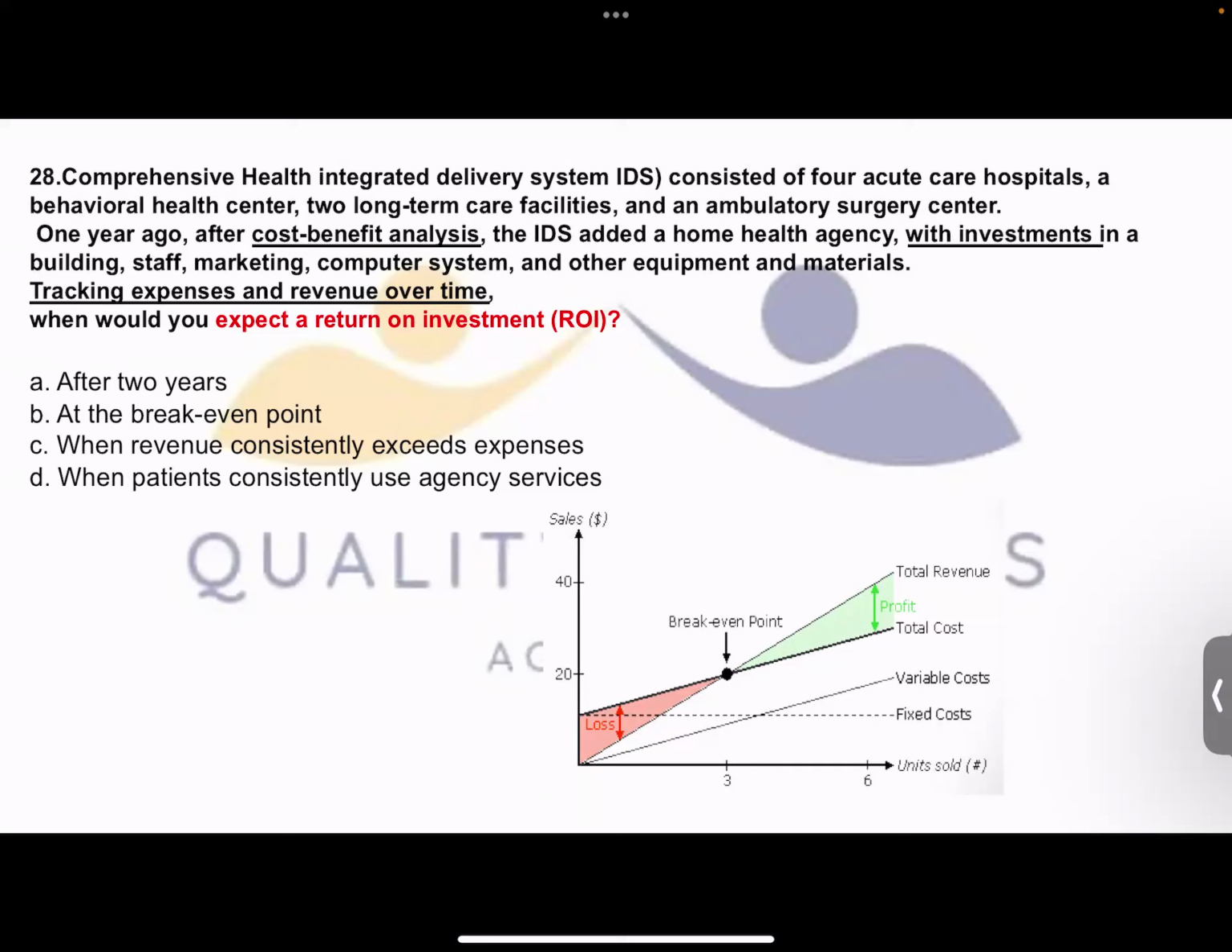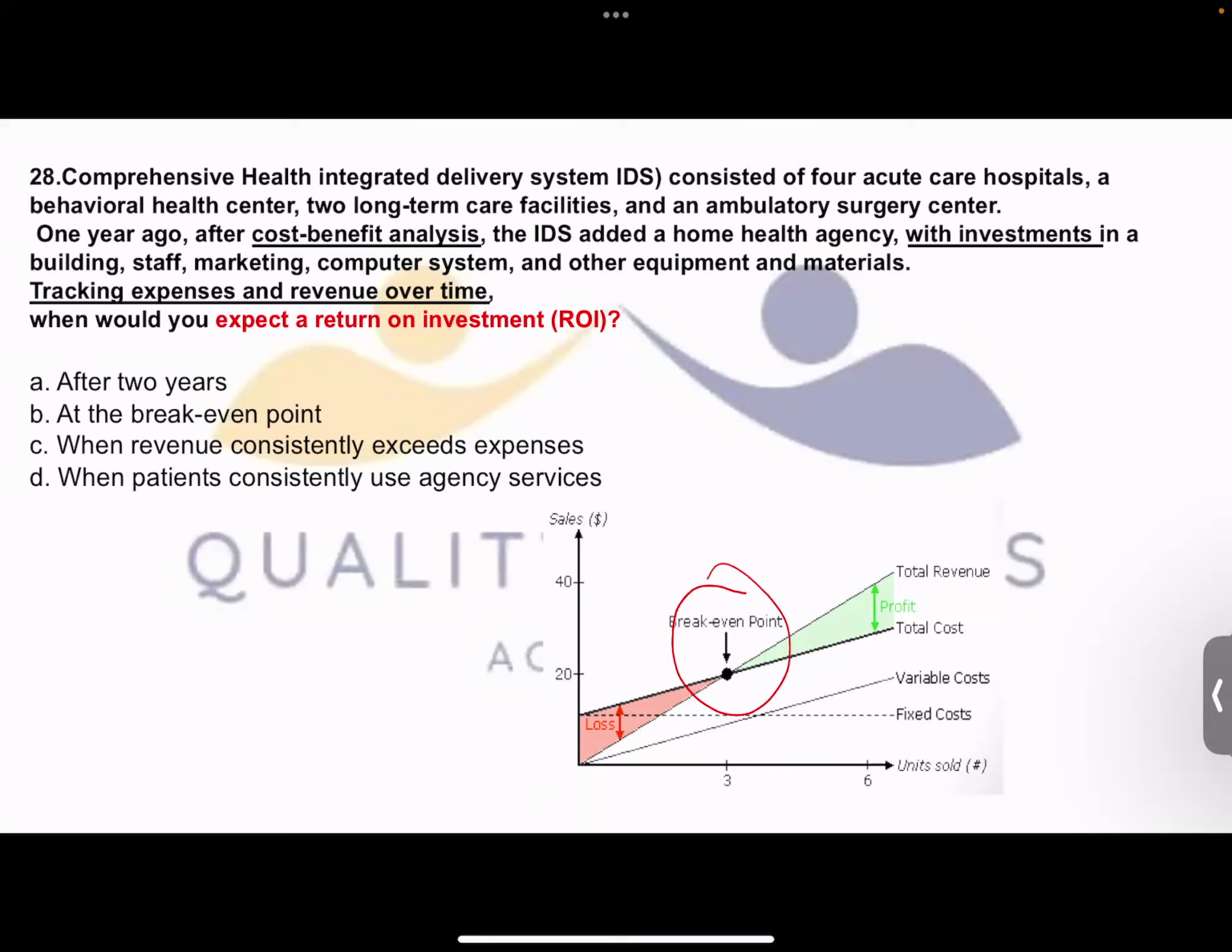Okay, so letter A, after 2 years. B, at the break-even point. C, when revenue consistently exceeds expenses. Letter D, when patients consistently use agency services. What's the best answer? Dr. Gulam? Actually, if it says the break-even point, it is actually balanced. So after that, the revenue consistently exceeding the expenses, that is the time when the profit is starting. So it seems in my view, it is C. Very good. That's the correct answer.